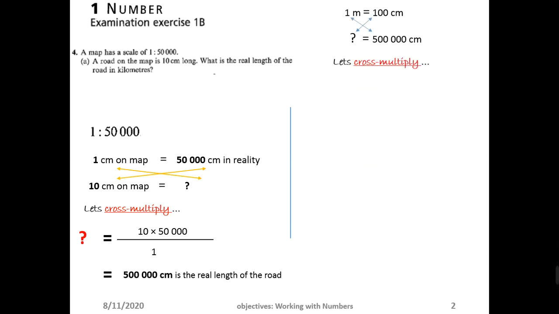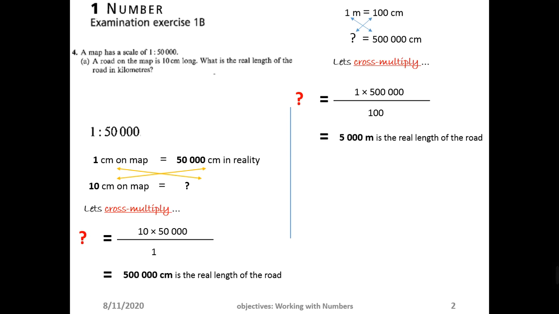So when we cross multiply, we immediately write my unknown is equal to a fraction line. My unknown, which is the question mark, is multiplied by 100. So the 100 goes down as denominator. The other two numbers are 1 and 500,000. They go up as numerators multiplied by each other. Cancel the zeros and you will end up with 500 meters is the real length of the road.